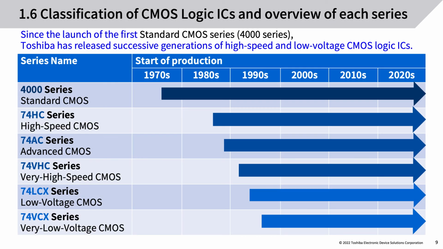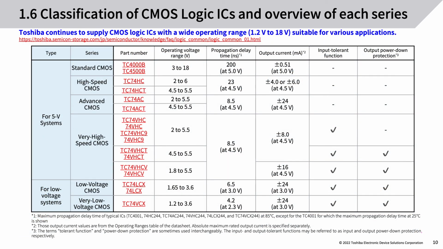Classification of CMOS logic ICs and overview of each series. Since the launch of the first standard CMOS series, the 4000 series, Toshiba has released successive generations of high-speed and low-voltage CMOS logic ICs. Classification of Toshiba CMOS logic ICs and overview of each series. Toshiba continues to supply CMOS logic ICs with a wide operating range, 1.2 volts to 18 volts, suitable for various applications. Please see the list below for details on each series.